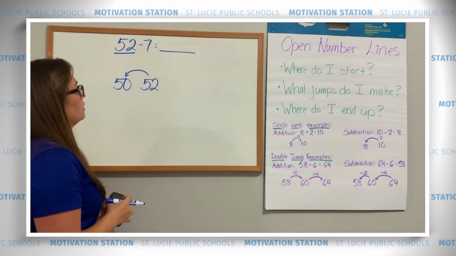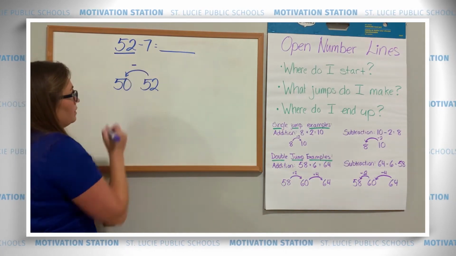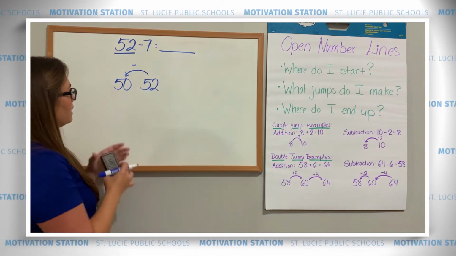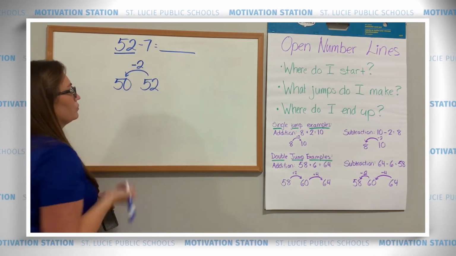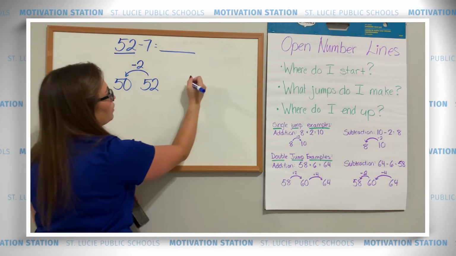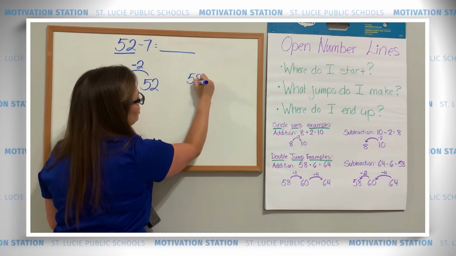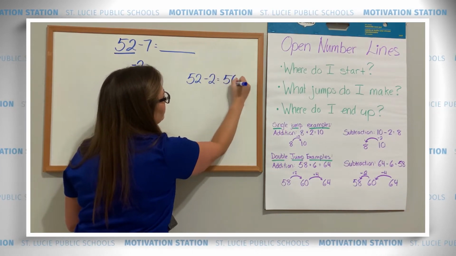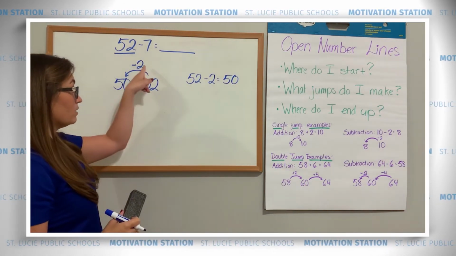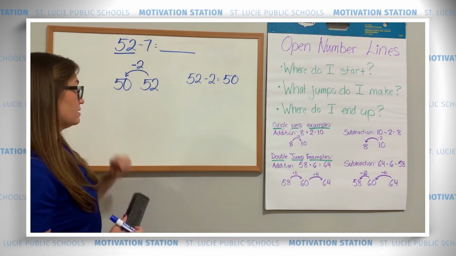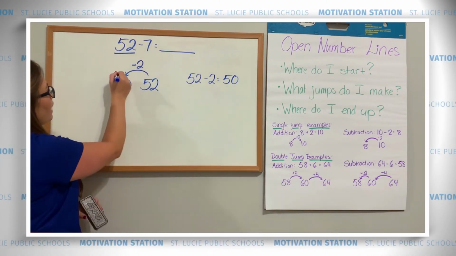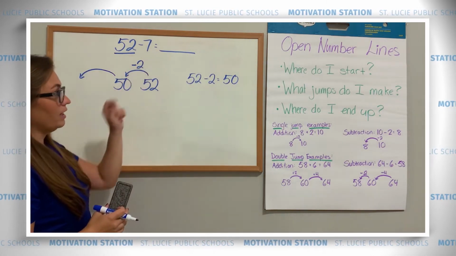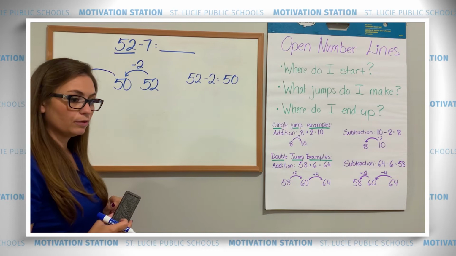I'm subtracting. So I know I'm subtracting. Well, how many did I take away? To get from 52 to 50, I took away 2. I can represent this with an equation. 52 minus 2 equals 50. But I've only subtracted 2. I need to subtract 7. How big of a jump do I need to make to subtract 7 if I've already gone back 2?